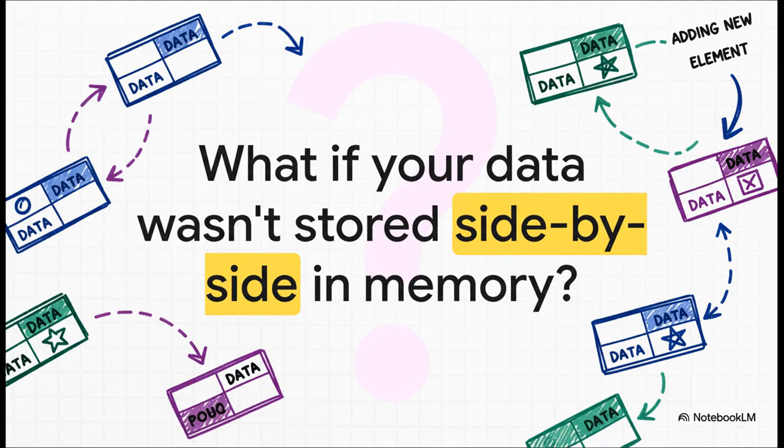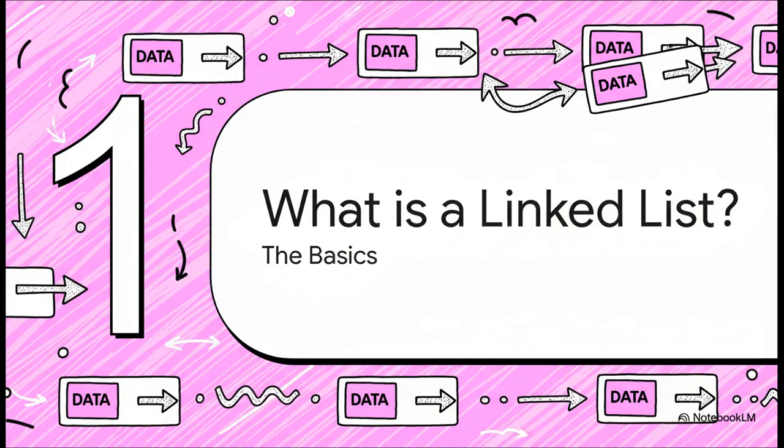So let me start with a question to kind of get your brain spinning. You know how you usually think of a list, right? Like books on a shelf, all neatly lined up one after the other. But what if it didn't have to be like that? What if every piece of your data could just be anywhere it wanted in your computer's memory, but still be part of a perfectly ordered line? And that exact idea, that's what leads us right into our first section.